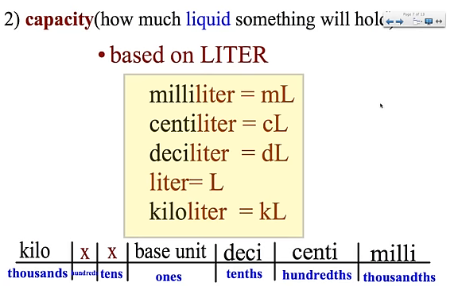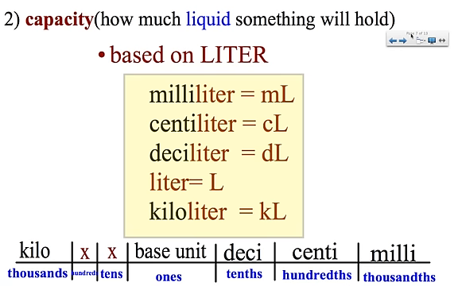Our second unit of measure is capacity. Capacity is how much liquid something would hold, and it's based on a liter. Since it uses the place value, we're using the same beginnings that we did for meter. And we have milliliter, centiliter, deciliter, liter, and kiloliter. Please note the abbreviations for these are different. Instead of all lowercase, they actually take the L, and the L is uppercase.